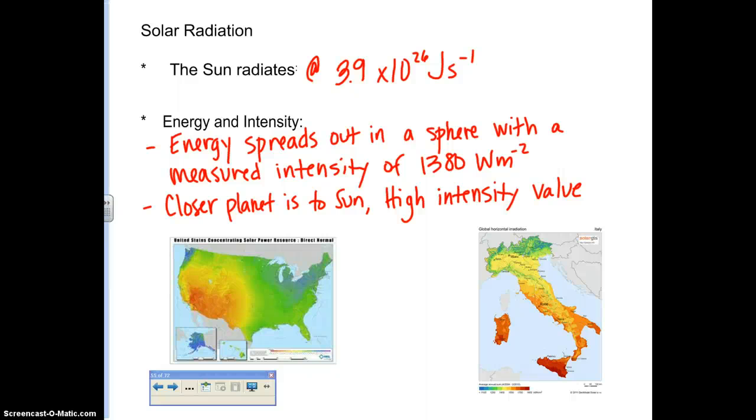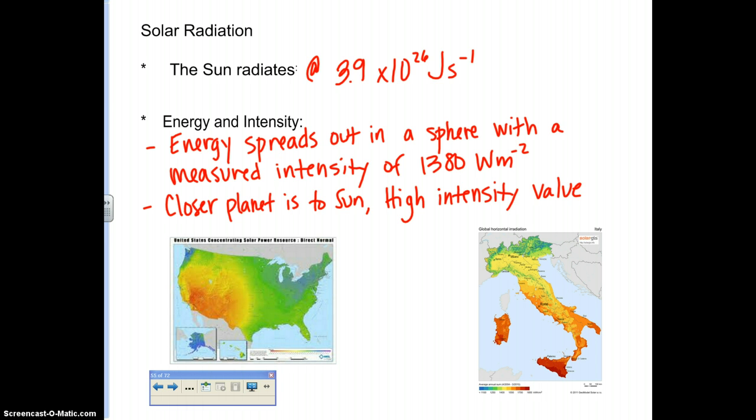Part 4 of topic 8, starting off with solar radiation, in which you need to be aware of the sun's radiating constant, which is 3.9 times 10 to the 26 joules per second (watts). Energy and intensity: energy spreads out in a sphere with a measured intensity of 1380 watts per meter squared. You've already seen that in previous slides. It should be noted that the closer a planet is to the sun, the more intense that value becomes, so the brighter you will see.